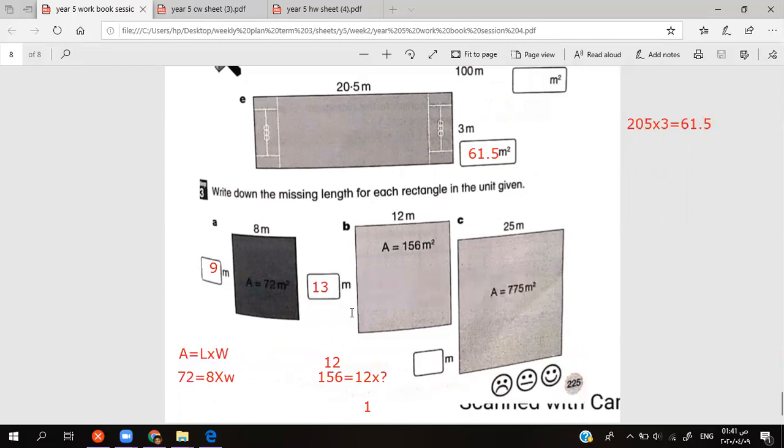Division, guys. Okay. Can you try doing number C, please, for me? And see if you're gonna do it right. Pause me and answer number C. Come on, so we finish the area.